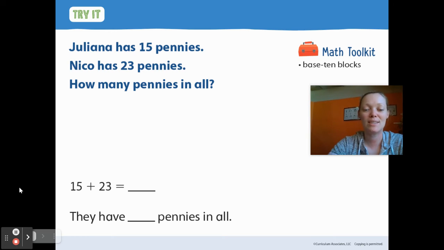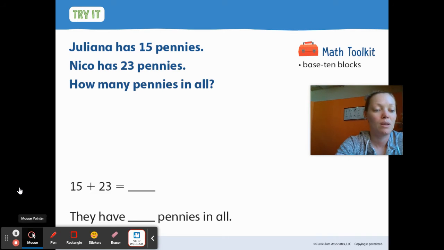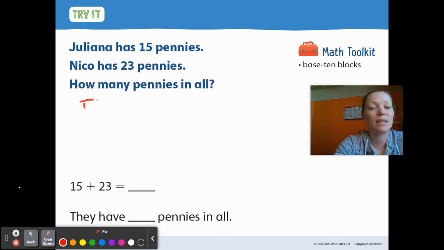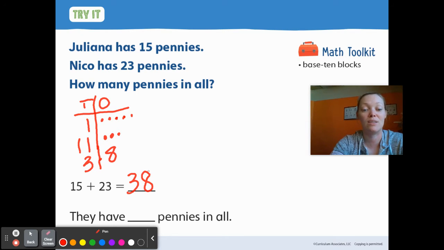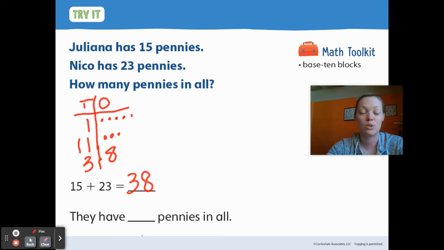All right, here are some ways that you might have solved this problem. So you might have done a place value chart and organized your numbers. So we had 15, which is 1 ten and 5 ones. And then you're adding 23, which is 2 tens and 3 ones. Then you could just count it up. I have 1, 2, 3, 4, 5, 6, 7, 8. 8 ones, and I have 3 tens. So my answer would be 38. 3 tens, 8 ones. That's one way to do it with a picture.